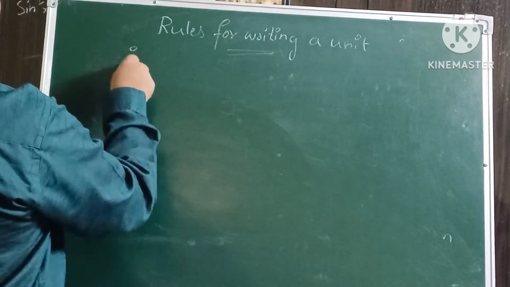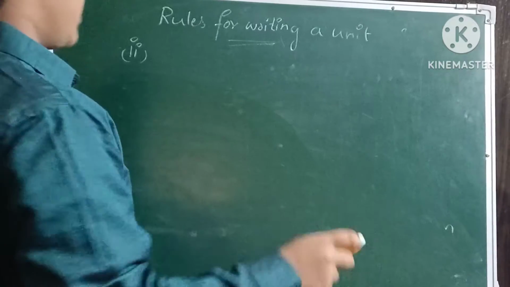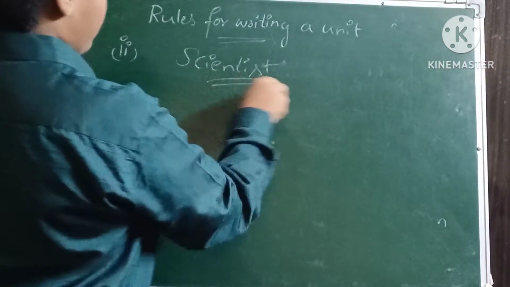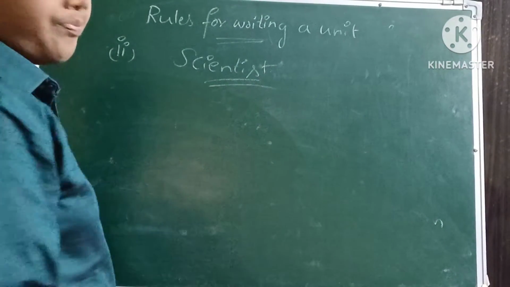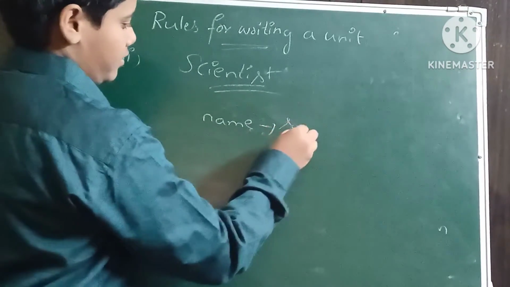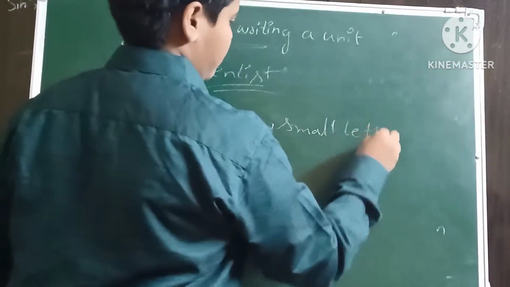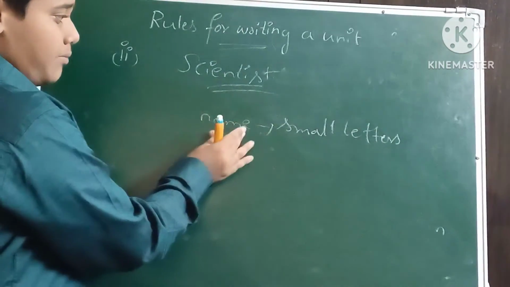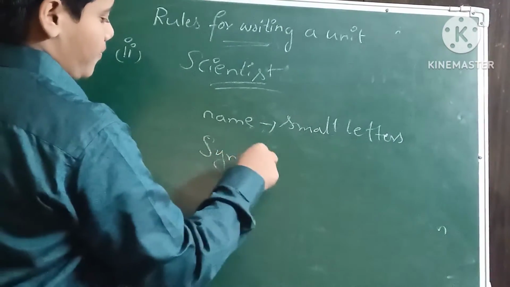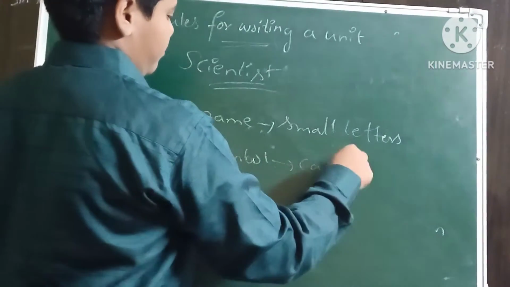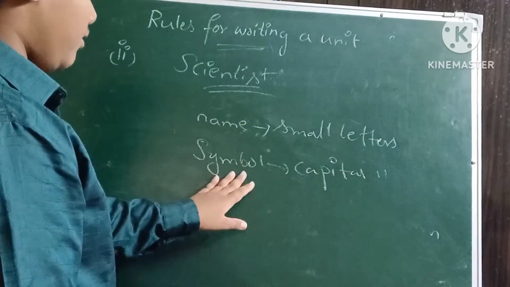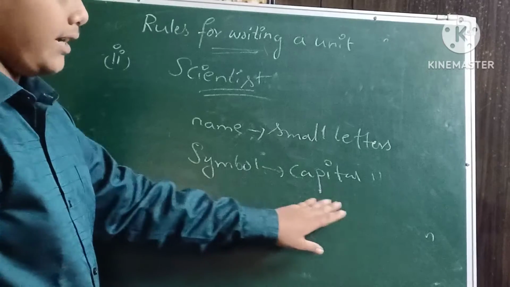So the second rule: if any unit comes from a scientist's name, the scientist name should be written in small letters and the symbol is written in capital letters.